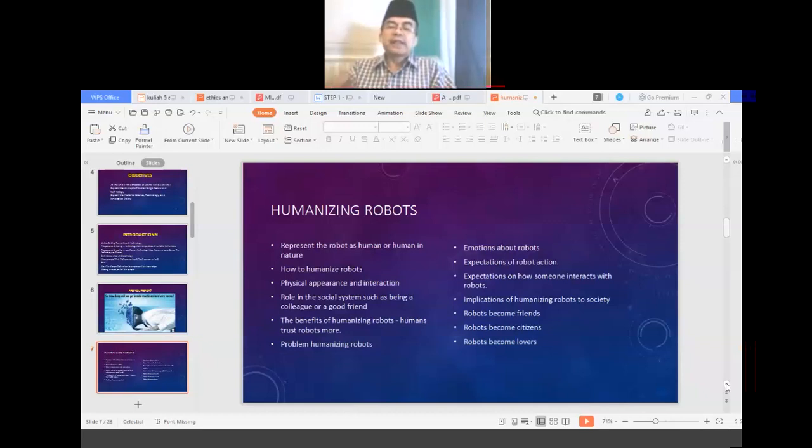So these are examples of how humanizing robots represent the robot as a human. They know how to humanize robots. They have a smile. Sometimes the robot cries and so on. They have physical appearance and interaction. The first robot, I still remember, was not like a human being. They were like robots. But now, as I previously discussed, when we go to some places, their robots really look very human.